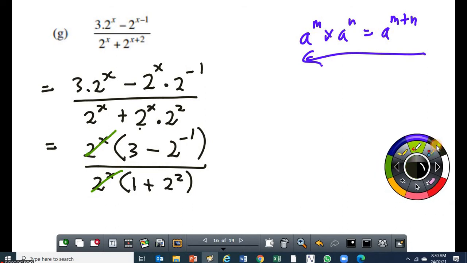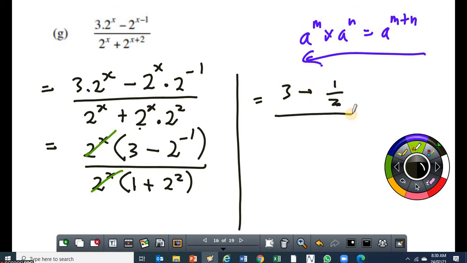Once the x is eliminated, I'm going to simplify that. I'm going to write it. This becomes 3 minus 2 to the power of minus 1. Everyone, you must know that it's equal to a half. Okay? Then 1 plus 2 squared, that's a 5, because 2 squared is a 4. Then the numerator, we've got a fraction, so 3 minus a half, that will give you 2 and a half. Okay? Now 2 and a half is the same as 5 over 2.